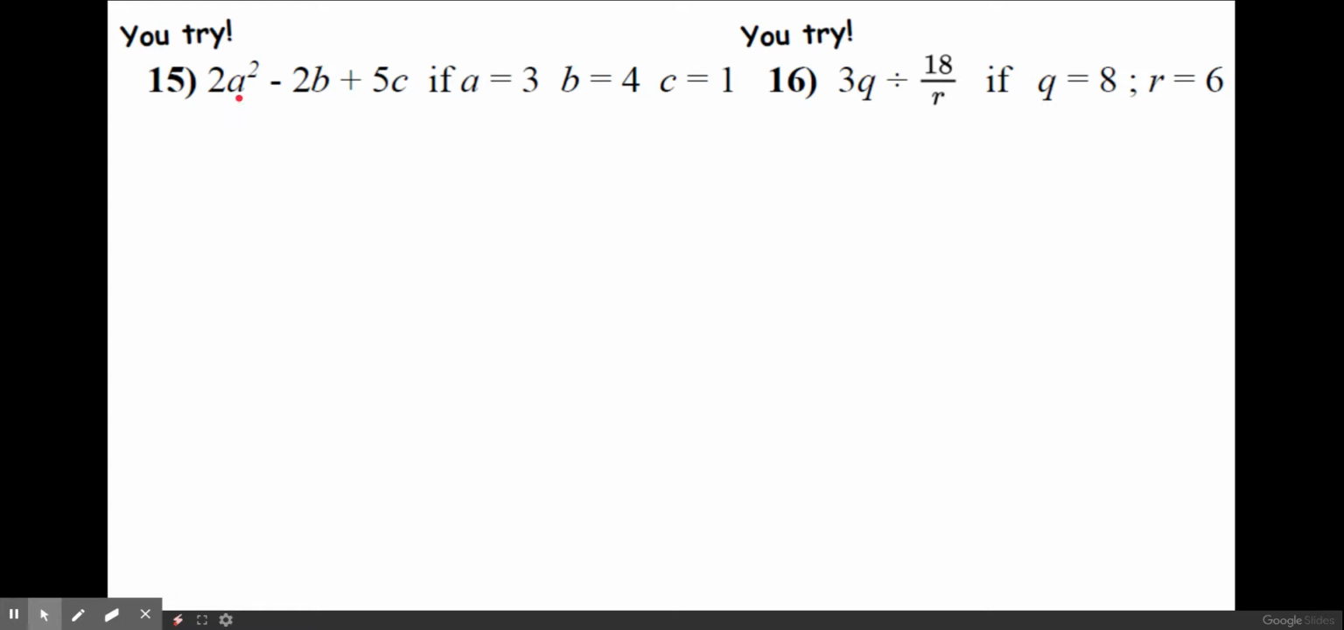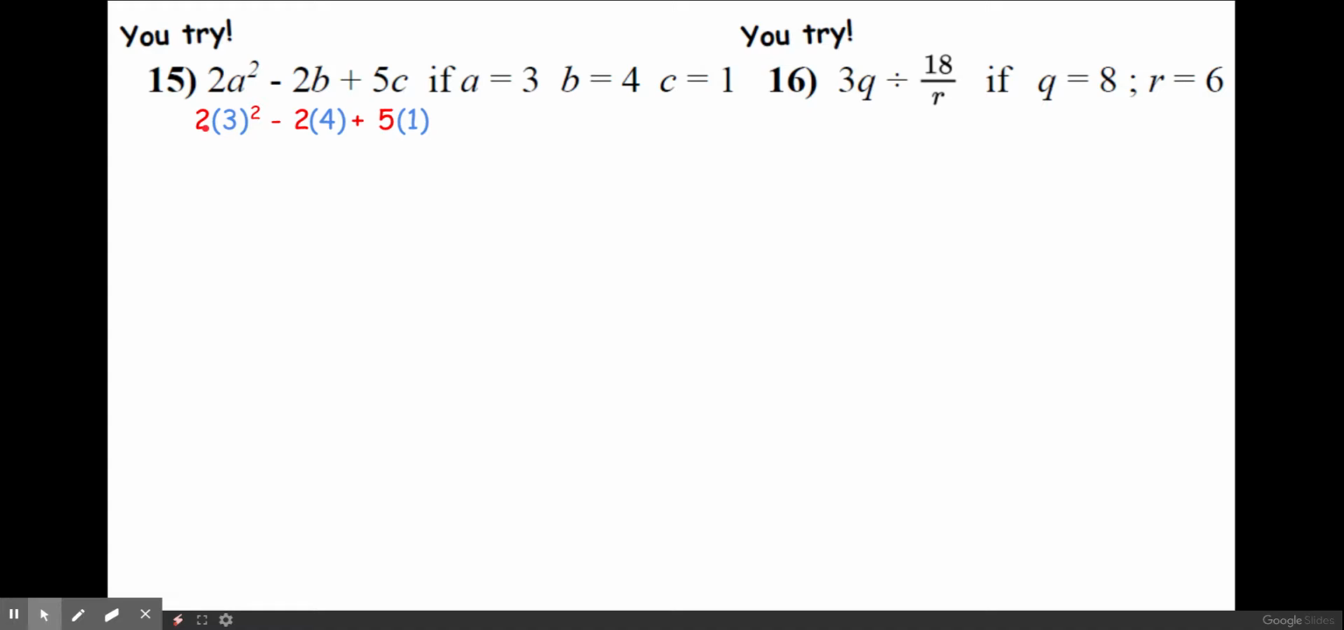All right, 15 and 16. We have 2a squared minus 2b plus 5c, if a equals 3, b equals 4, and c equals 1. So 2, replace a with 3, bring down the square, or the second power, bring down the minus, bring down the 2. b gets replaced with 4, bring down the plus, bring down the 5. c gets replaced with 1.